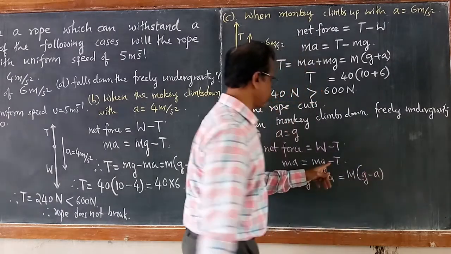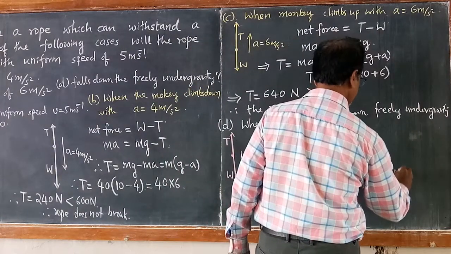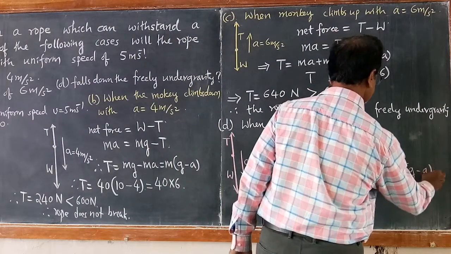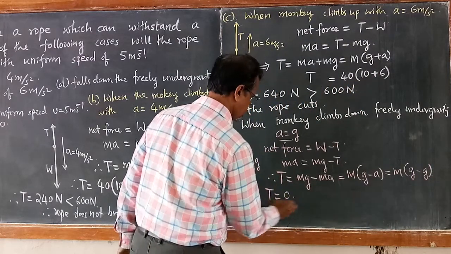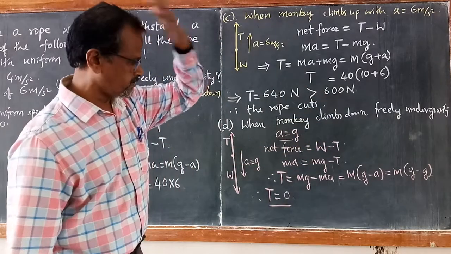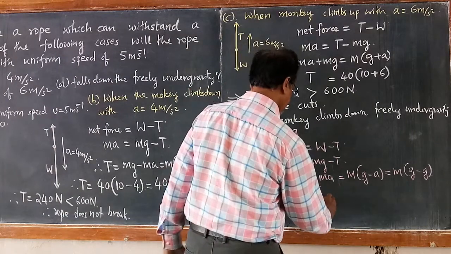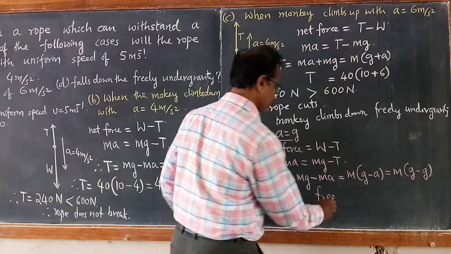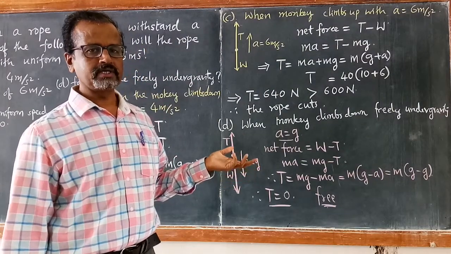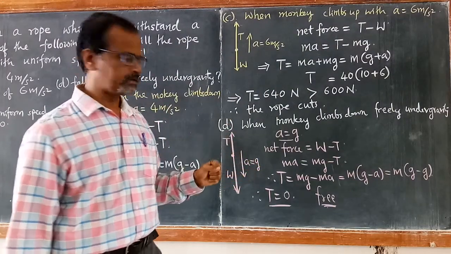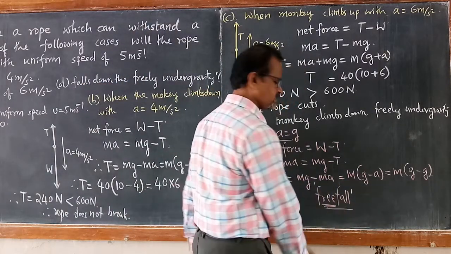So a is equal to g. Here a is equal to g. Just substitute. So it becomes m into (g minus g). Therefore, tension T in the rope becomes 0. g minus g becomes 0. So this is free fall. So the monkey doesn't exert any force on the rope at all. Therefore, it is an example of free fall as well as weightlessness.